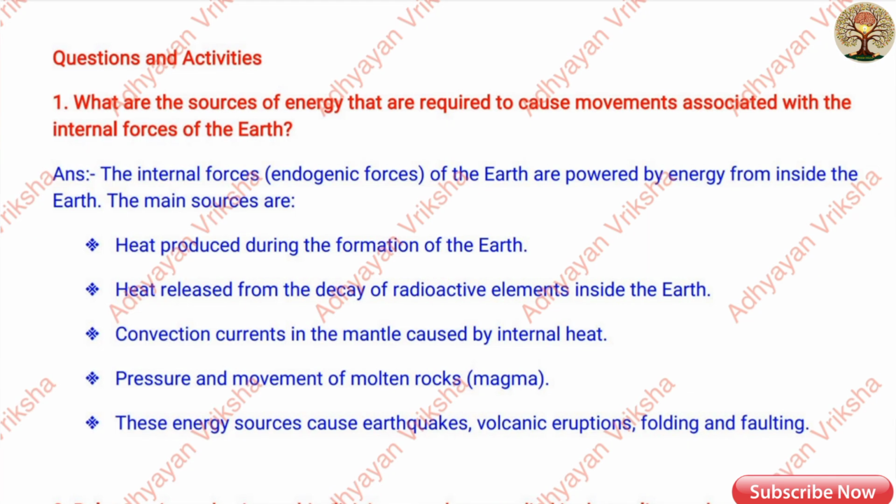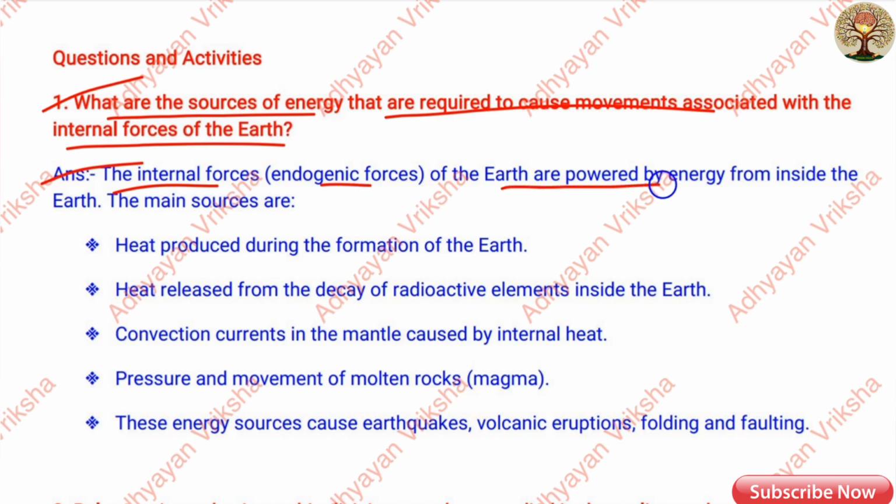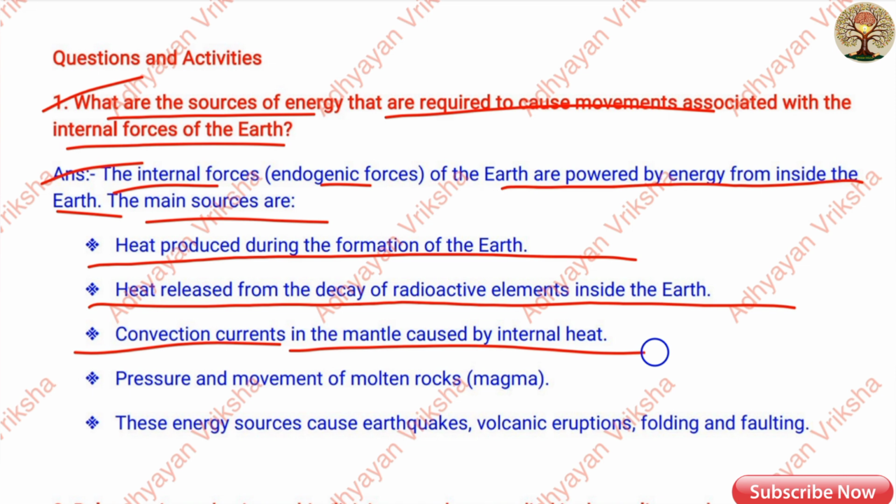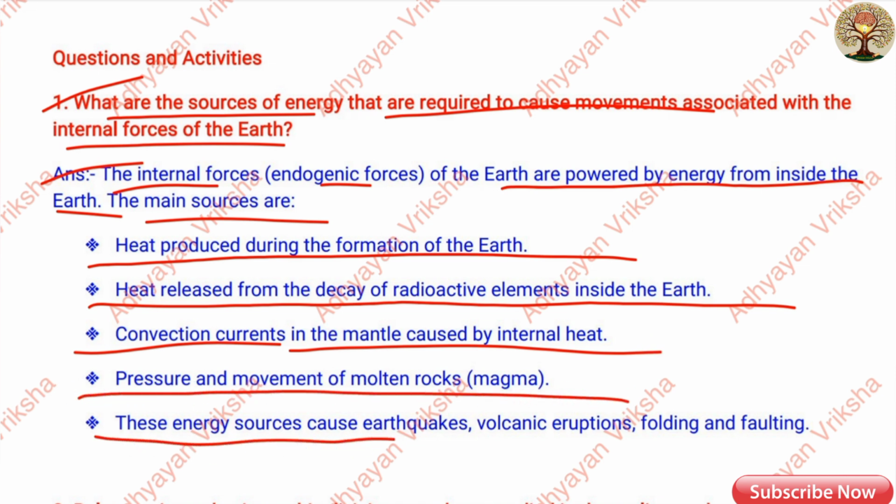Now this is the question from Questions and Activity from your NCERT book. First question is, what are the sources of energy that are required to cause the movement associated with the internal force of the earth? The internal force, endogenic force of the earth, is powered by the energy from inside the earth. The main sources are heat produced during the formation of earth, heat released from the decay of radioactive elements inside the earth, convection currents in the mantle caused by the internal heat, pressure, and the movement of molten rock. These energy sources cause earthquakes, volcanic eruptions, and folding and faulting.